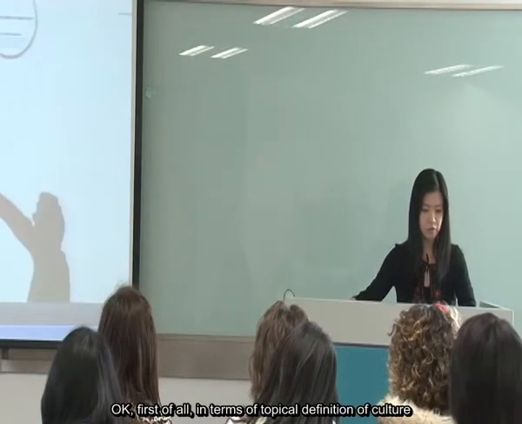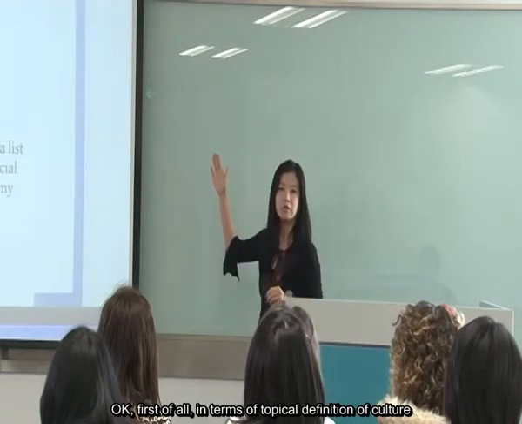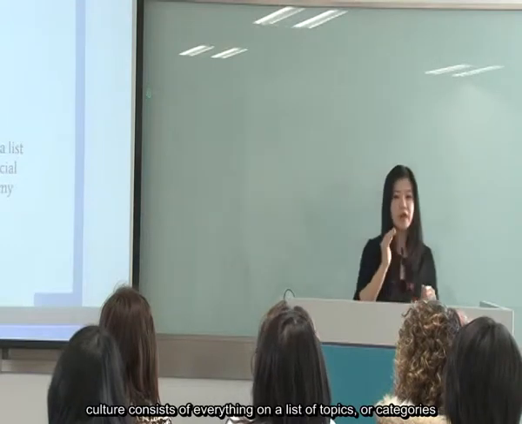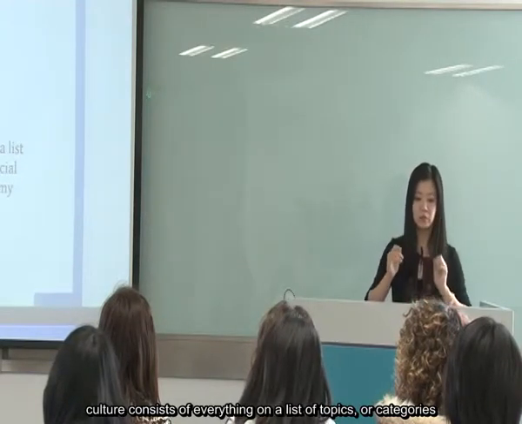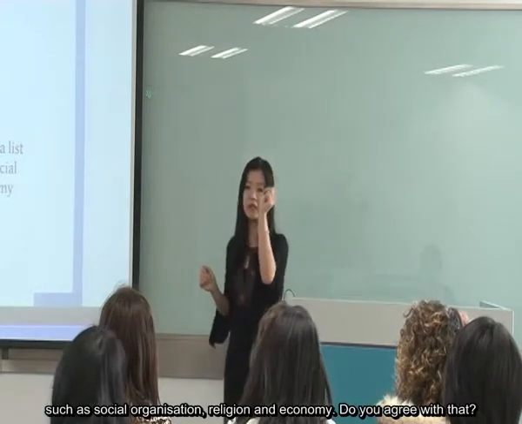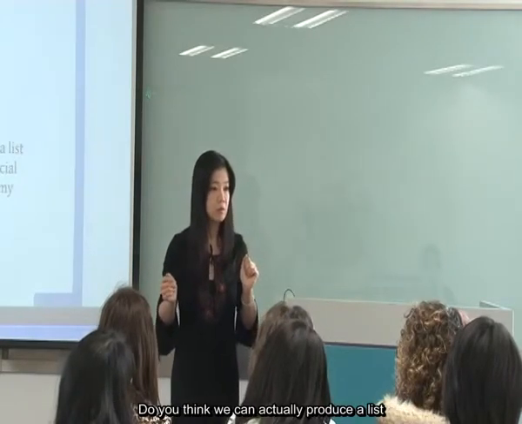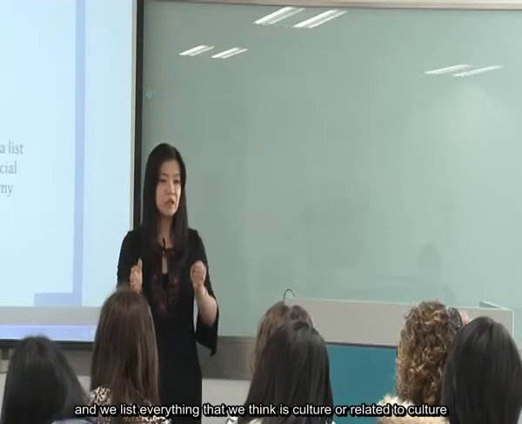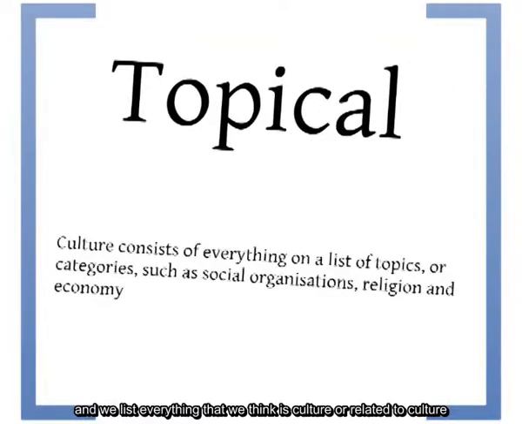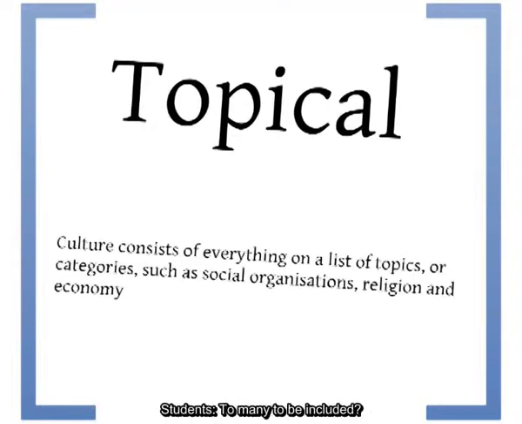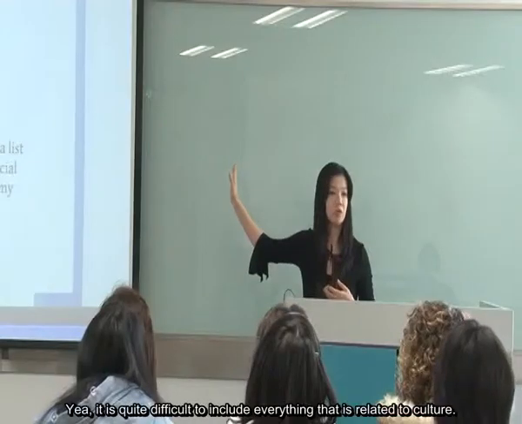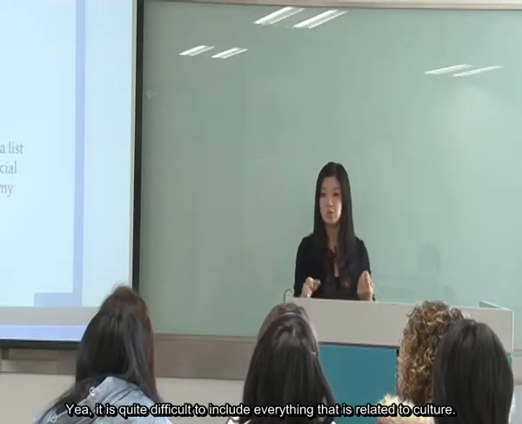Okay, so first of all, in terms of the topical definition, culture consists of everything on a list of topics or categories such as social organization, religions, and economies. Do you agree with that? Do you think that we can actually produce a list of everything that we think is culture or related to culture, and then say this is the topic list for culture? Any idea? Do you agree or disagree with this kind of definition? What would be the disadvantage of this definition? Simplifies it too much. Yeah, it's quite difficult to include everything related to cultures.